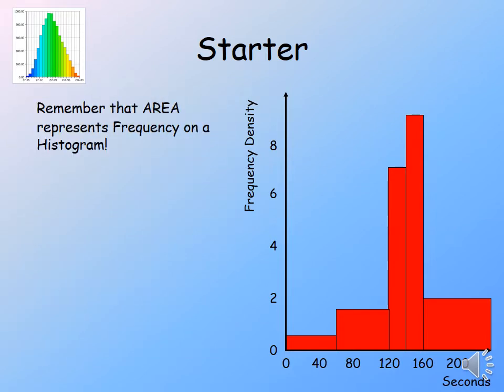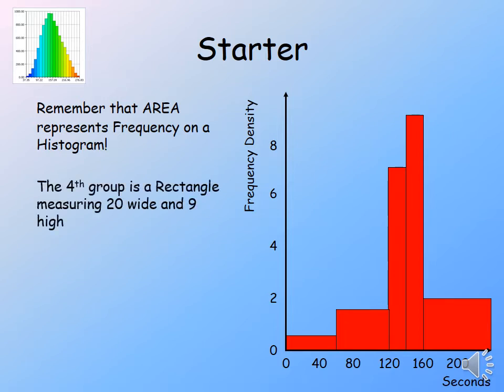Okay, so just to reiterate, that frequency, it's the area that we are looking at. Okay, so I want you to find out how many people are in the fourth group. So the fourth group is a rectangle measuring 20, because that's the width. It goes from, although it's not marked on there, 140 to 160, and the density is at 9. How many people is that? So see if you've remembered. 5 seconds. 1, 2, 3, 4, 5.